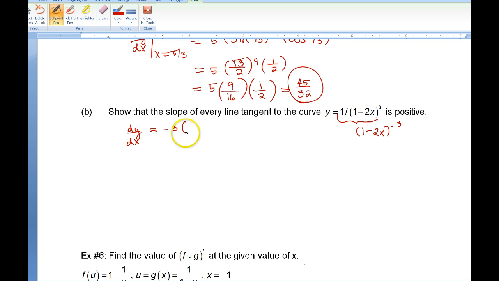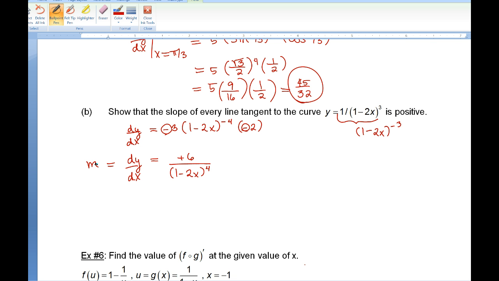So we have 1 minus 2x. Be careful, I always see the mistake of adding 1 instead of subtracting 1 when we have negative exponents. And then the derivative of the inside is going to be negative 2. So let's rewrite this. That's going to make it a negative 6. Sorry, positive 6. Right? Negative times a negative makes it positive. So this is the slope of the tangent line.